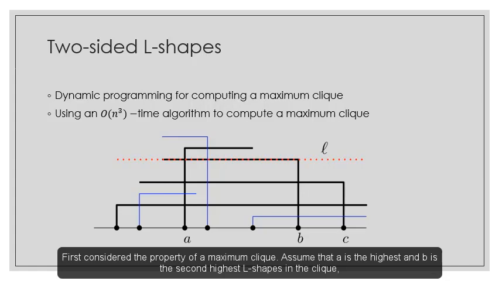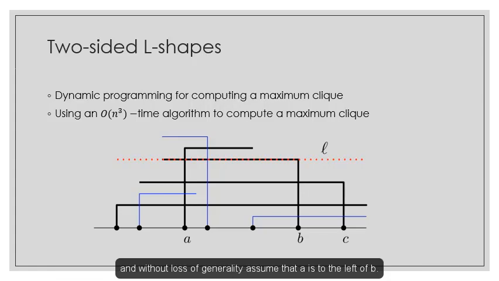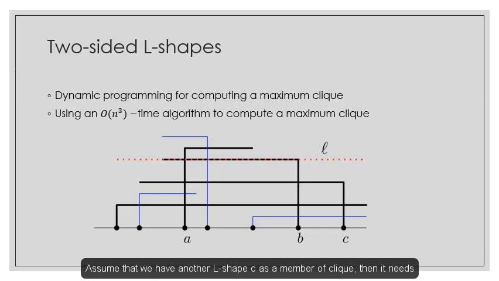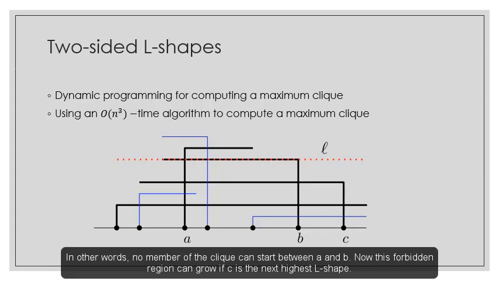Assume that A is the highest and B is the second highest L-shape in the clique, and without loss of generality, assume that A is to the left of B. Then any other L-shape from the clique should be below the L. Assume that we have another L-shape C as a member of the clique, then it needs to intersect both A and B, and should be to the left of A or right of B. In other words, no member of the clique can start between A and B.